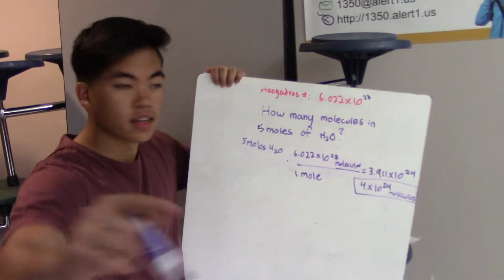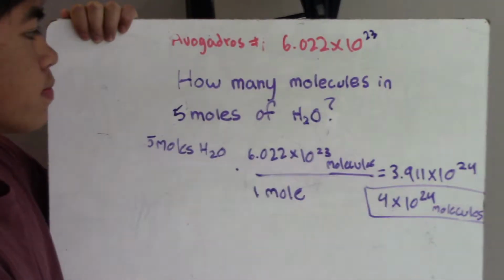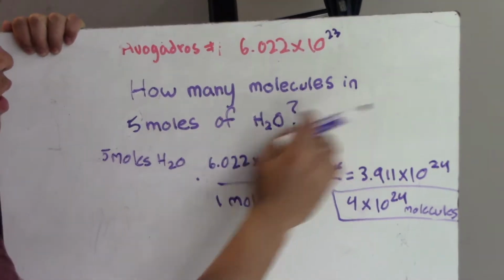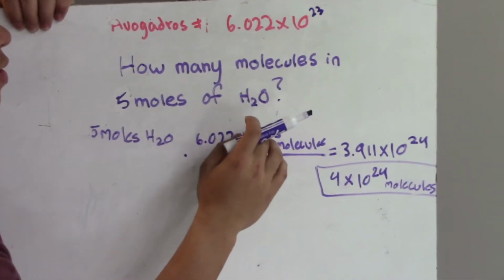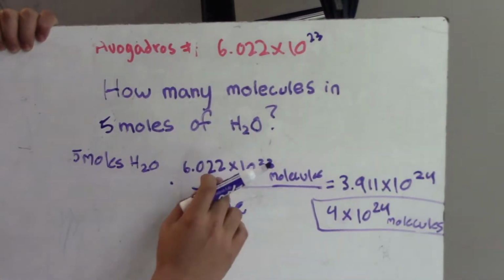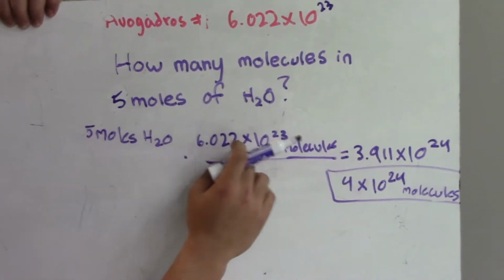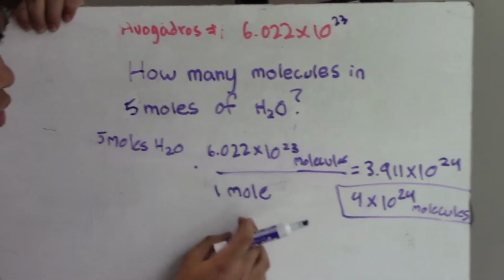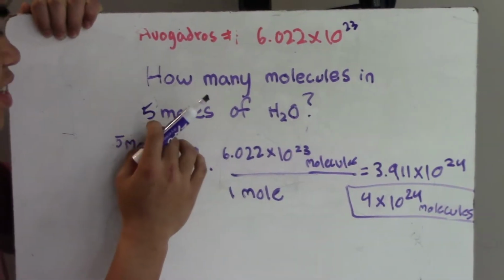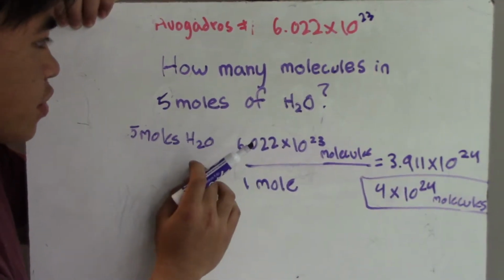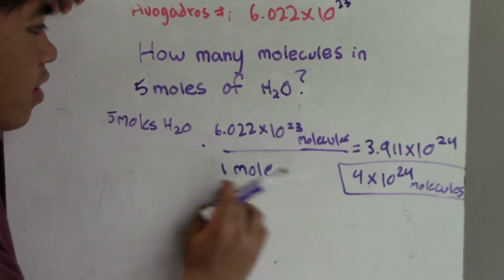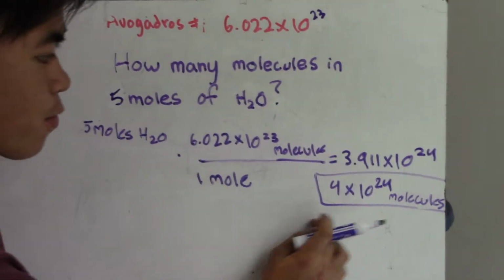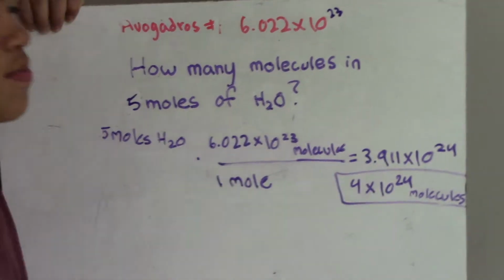And we're back! So this is our first problem, and it says how many molecules in 5 moles of H2O. So we know this relationship where 6.022 times 10 to the 23rd molecules is equal to 1 mole. So we can simply take 5 moles of H2O, multiply it by the constant, and we get 4 times 10 to the 24th molecules.